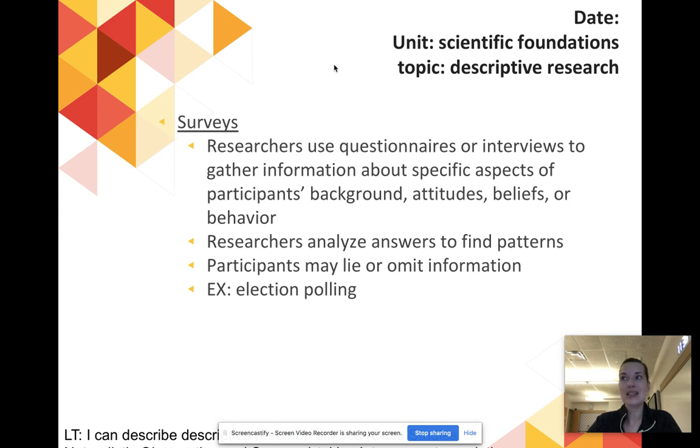But the biggest problem with this is that because whoever is participating in the survey is giving their own answer, it's not an observable behavior. They might lie. They might not completely answer the question. They might leave stuff out. They might not understand what the question is asking, and so give an answer that isn't useful or accurate.